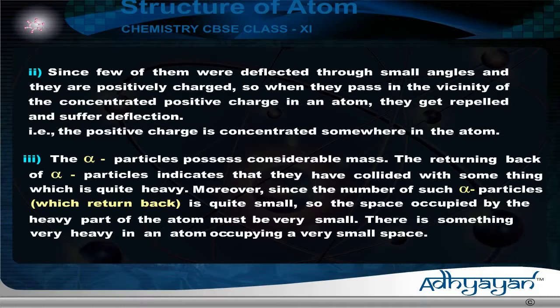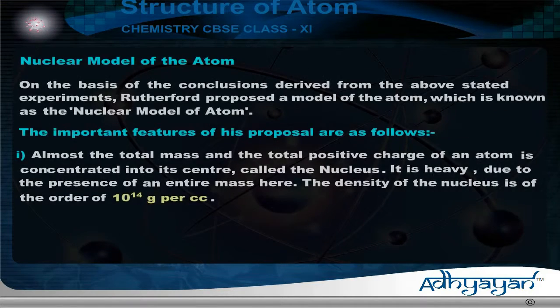The alpha particles possess considerable mass. The returning back of alpha particles indicates that they have collided with something which is quite heavy. Moreover, since the number of such alpha particles which return back is quite small, so the space occupied by the heavy part of the atom must be very small. There is something very heavy in an atom occupying a very small space.